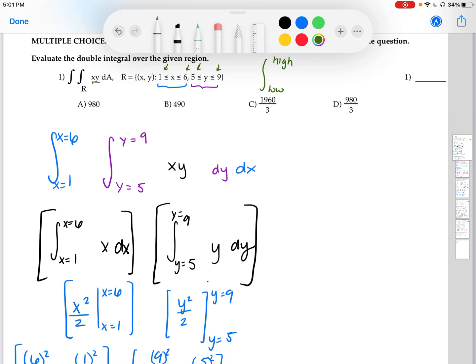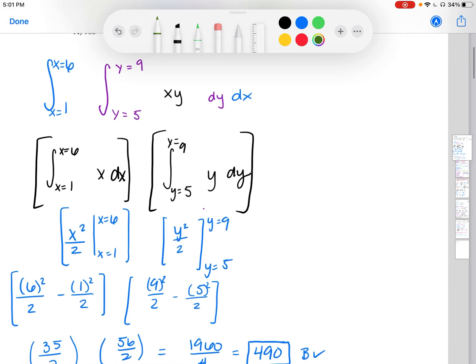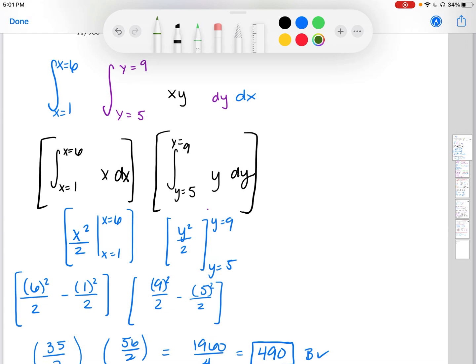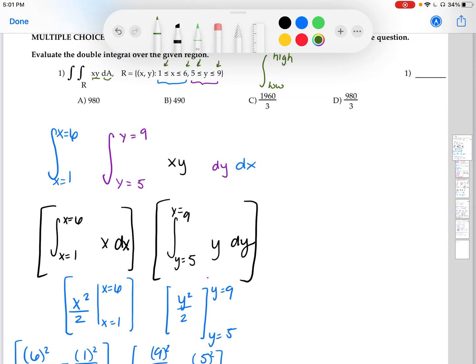Now, because it didn't tell us an order of integration, we're free to choose that ourselves, given the type of problem. Because there are only constants here for both x and y, any order is fine. So I did dy dx. For y, we have our limits from 9 to 5, and for x, we have our limits from 6 to 1. And then we integrate accordingly.